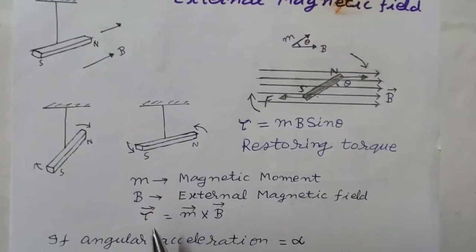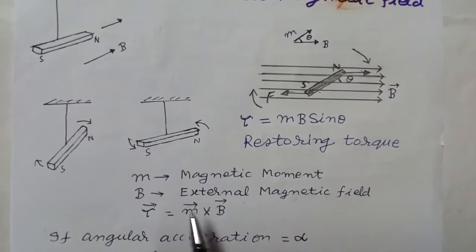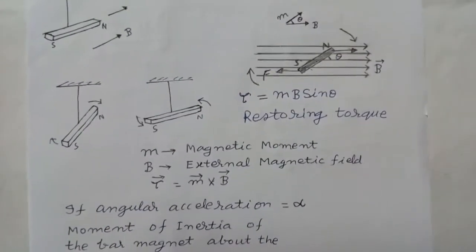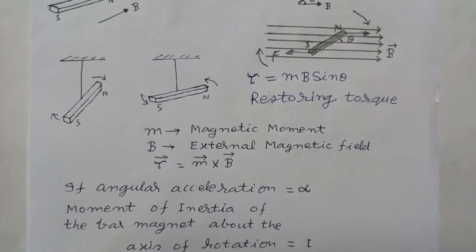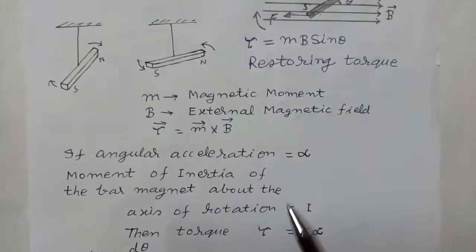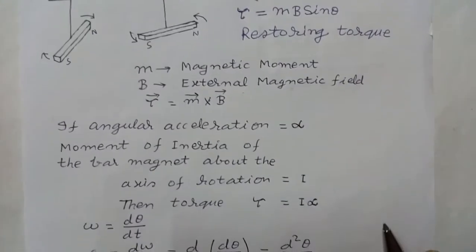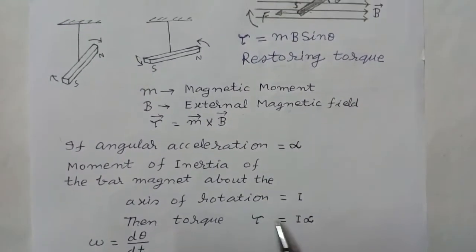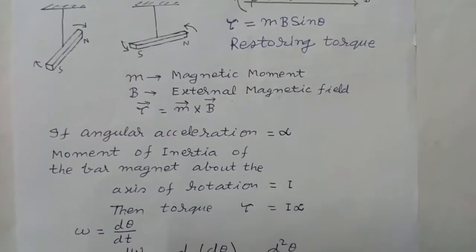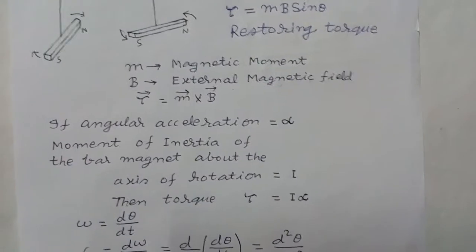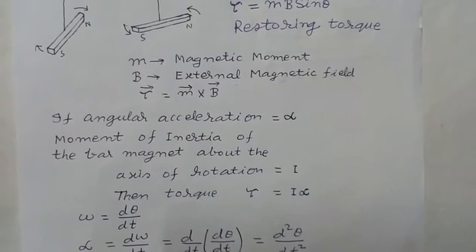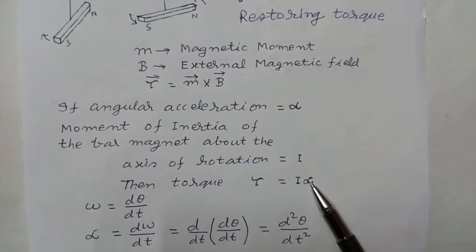Now this torque in vector form is tau equal to m cross B. Suppose at any position the angular acceleration is alpha and the moment of inertia of the bar magnet about the axis of rotation is I. By rotatory motion we know that torque tau is equal to I into alpha, as in linear motion force F is equal to m into a, mass into acceleration. Similarly in rotatory motion, torque tau is equal to moment of inertia into angular acceleration.